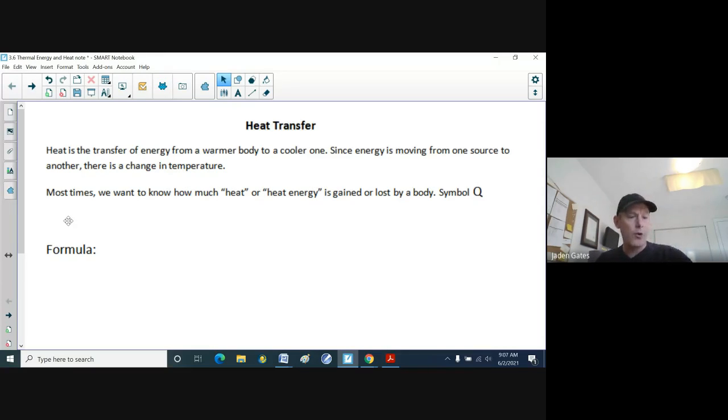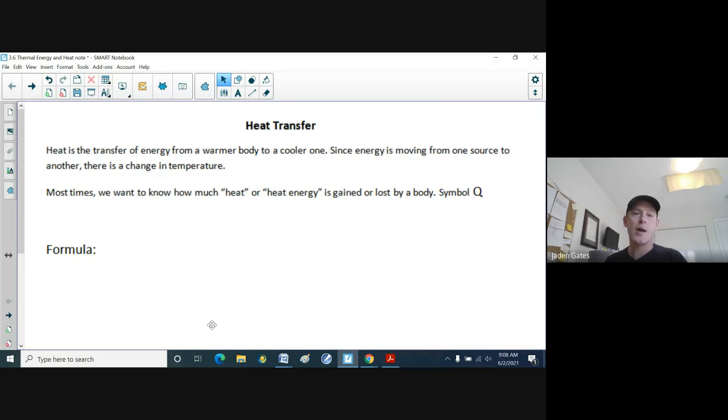All right, so we've been doing energy this entire unit, and the next form of energy that we're doing is heat, or heat transfer, also called thermal energy. We'll get to that. But heat is the transfer of energy from a warmer body to a cooler one. Since energy is moving from one source to another, there is a change in temperature.